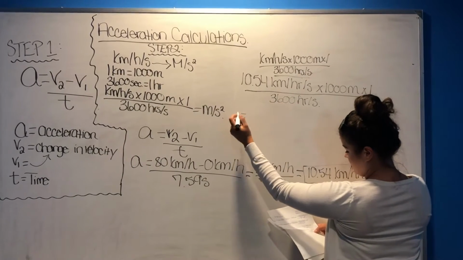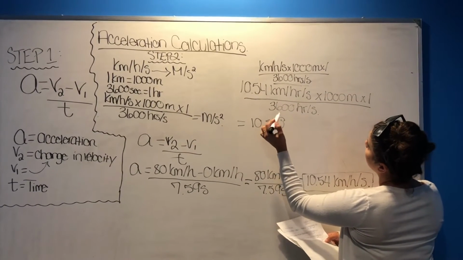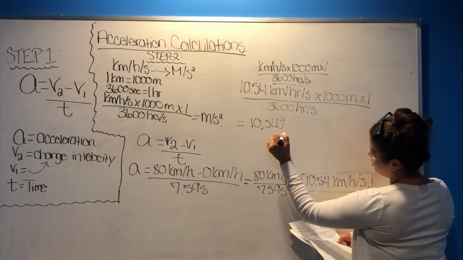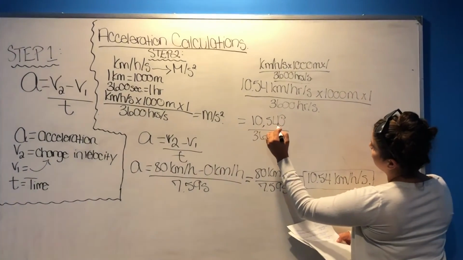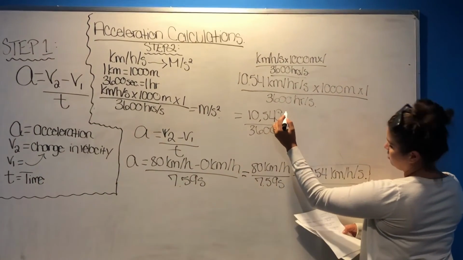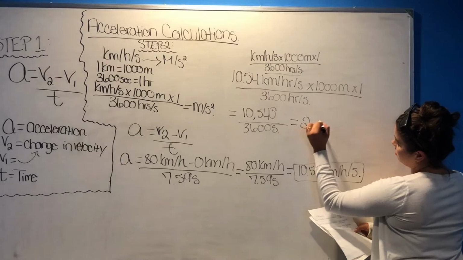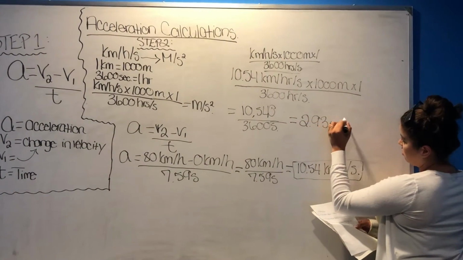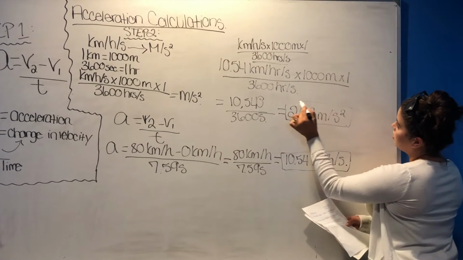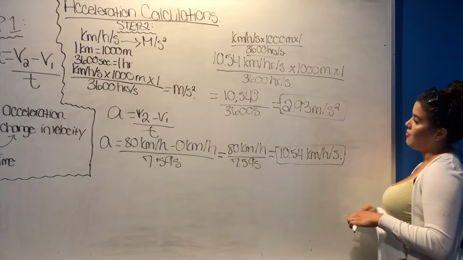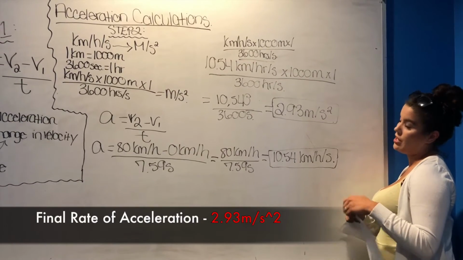And that gives us the final acceleration of my truck from 0 to 80, which would be 2.93 meters per second squared.